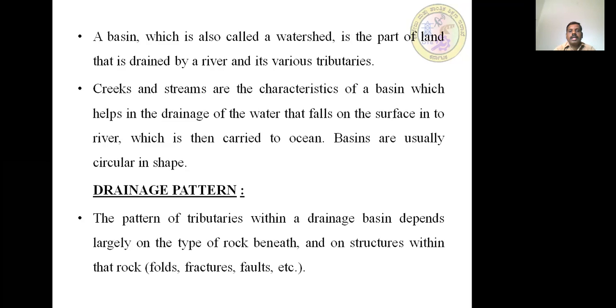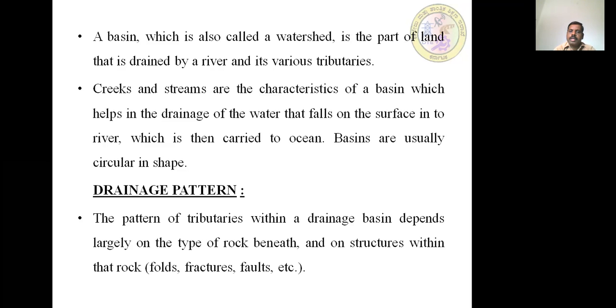So next, coming to drainage pattern. The land area drained by a river and its tributaries is called the drainage basin of that particular river. The plan view or the map of the drainage basin shows the arrangement of the tributary streams, which is called the stream pattern or drainage pattern.